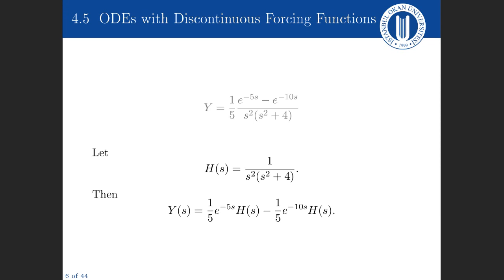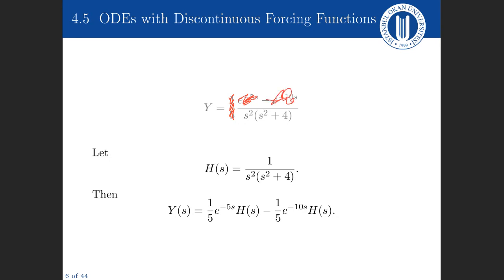Now, this is a complicated function. Let's make this a little bit easier. What do we need here? Or rather, what don't we need? We don't need the 1 over 5. That's just a number. We can put that in later. These exponential functions, we can put these in later. So forget about these for now.